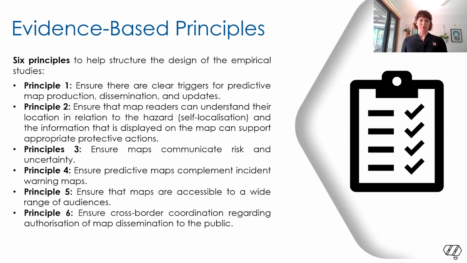Principle 4 is ensuring that predictive maps complement incident warning maps. So we want the predictions, they shouldn't be calls to action in and of themselves. They should be providing extra information as to why people are under a watch and act or in an emergency area. And principle 5 is about ensuring that the maps are accessible to a wide range of audiences. So making sure that people who experience colour blindness and people from whole communities are able to access these maps.